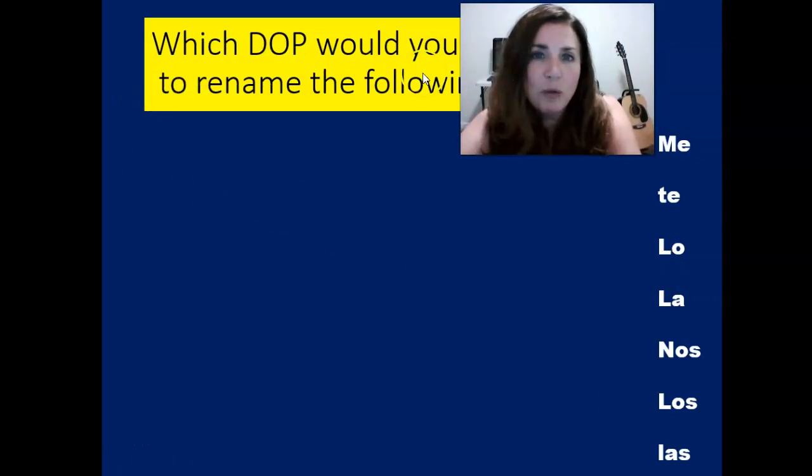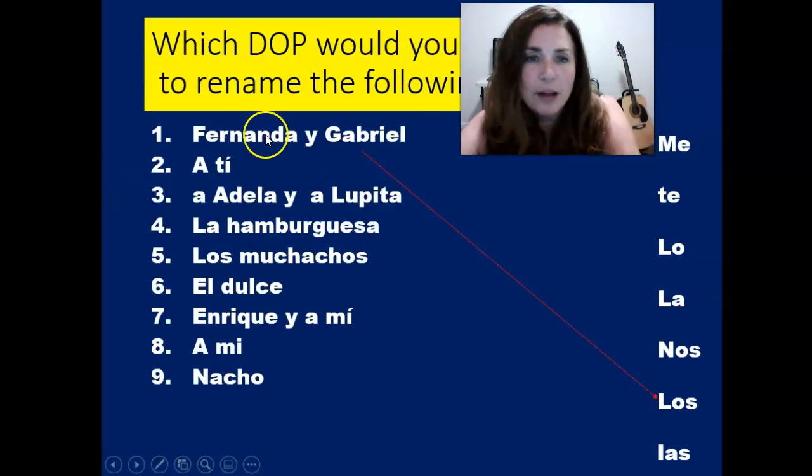So which DOP would you use to rename the following? Fernanda and Gabrielle. That would be a girl and a boy, and so we're going to put los. All right, so a tú. Why don't you guys try to do this without me first, and then we'll see if your answers are right, okay? So a tú, what would that be? That's te. All right, Adela and Lupita, that's las, because it's two girls.